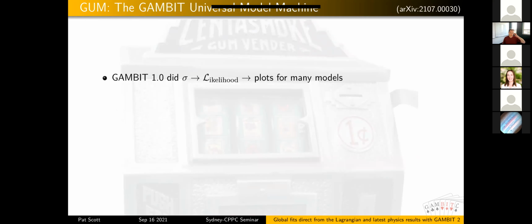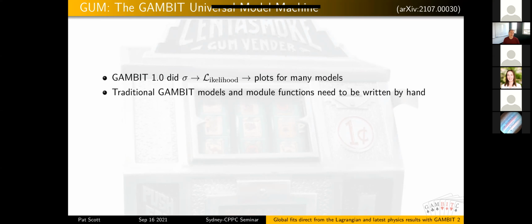So GAMBIT version 1, the way it worked when it came out, is basically that it contained a bunch of code for computing observables in different theories. Here I'm just showing sigma for cross sections, but you can think of this as a proxy for basically all observable quantities. It contains a generic way to go from those to likelihood functions for many different experiments, and then to do the sampling and to generate plots for many different models.